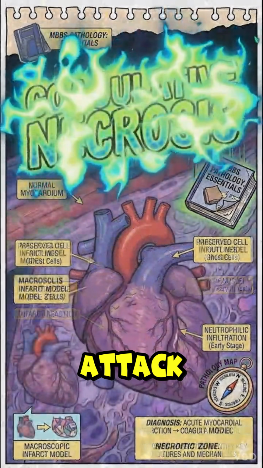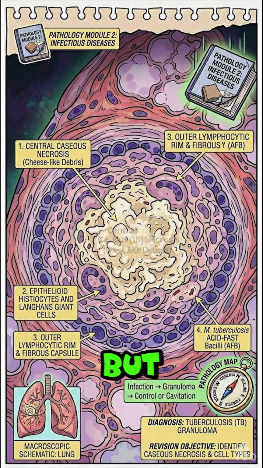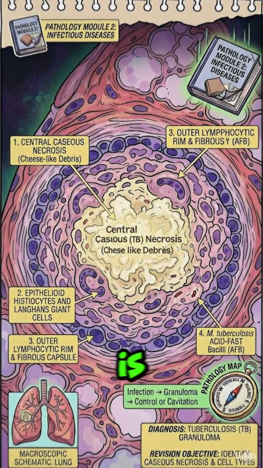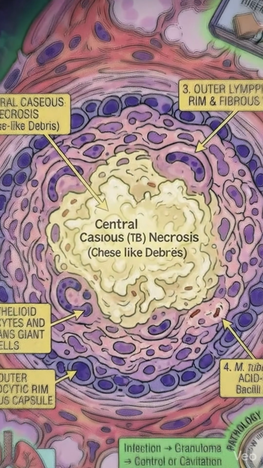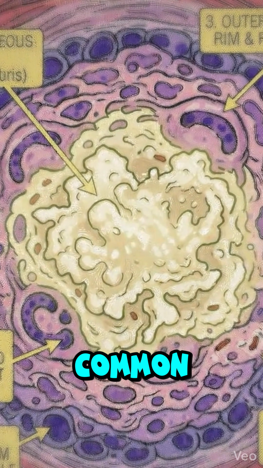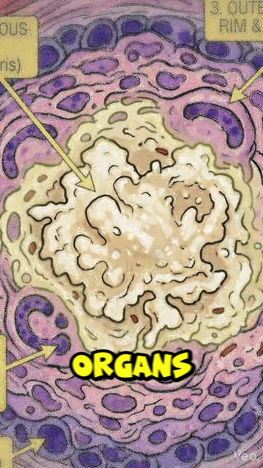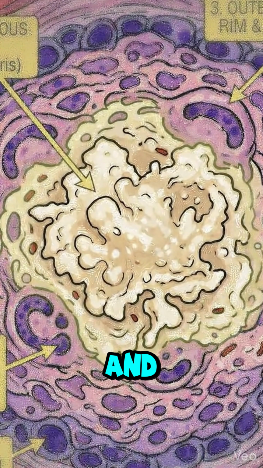After a heart attack, blood supply to the heart muscle is lost. The cells die, but the basic tissue architecture is preserved for a few days. This pattern is called coagulative necrosis. It is the most common type of necrosis, and it is typically seen in infarcts of solid organs such as the heart, kidney, and spleen.